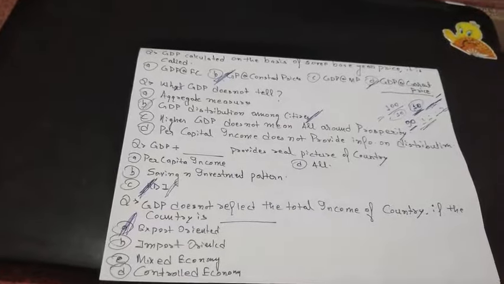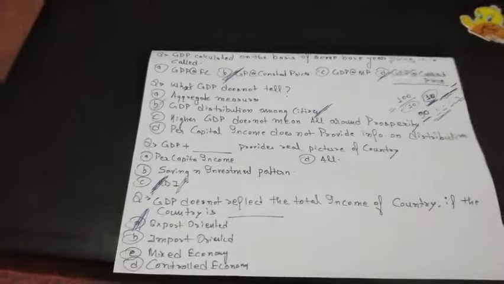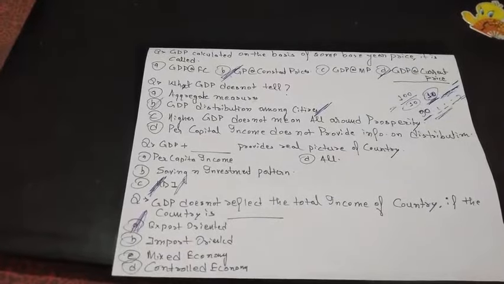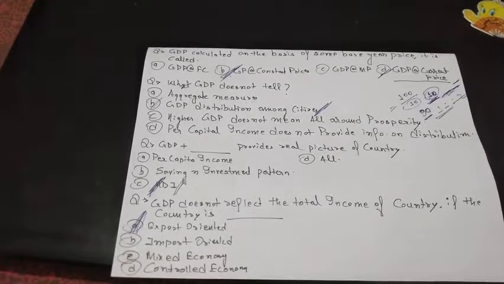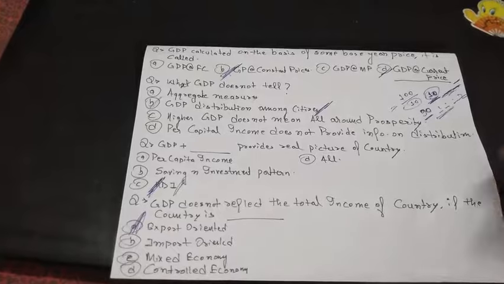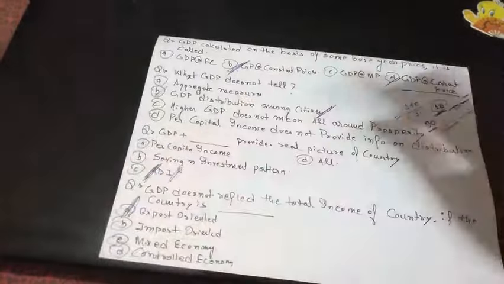Next question, GDP does not reflect the total income of the country if the country is export oriented, because the GDP formula itself stands for a calculation of the goods and services produced in the country, so it does not take export into concern.